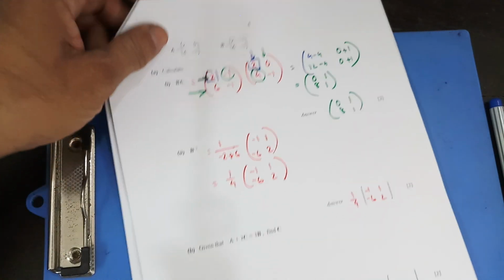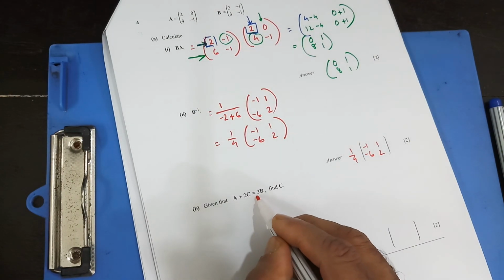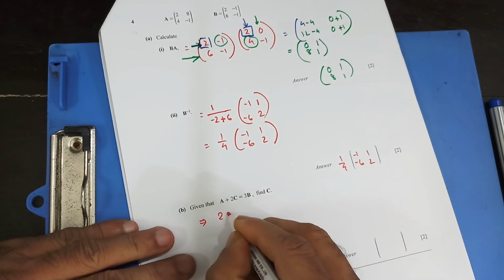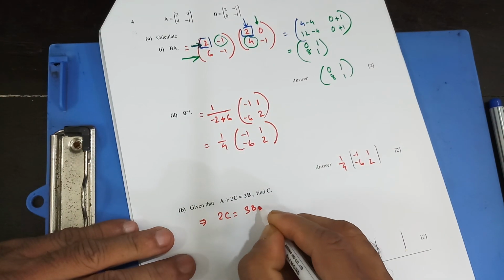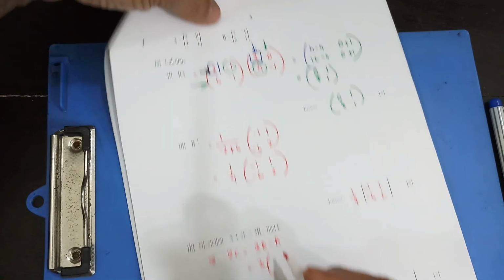They didn't say anything. Now, given that A plus 2C equals 3B, find C. So what can we do? 2C equals 3B minus A. What is 3B? B, I had 2, 6, minus 1, minus 1.